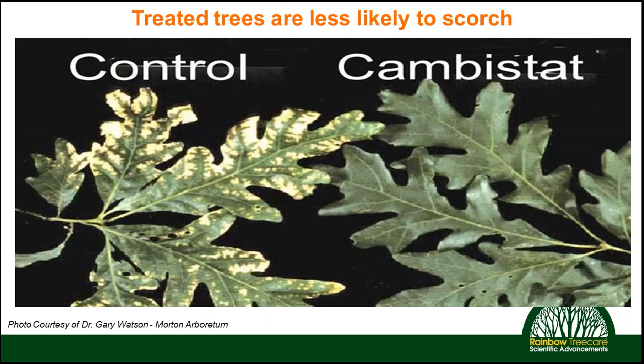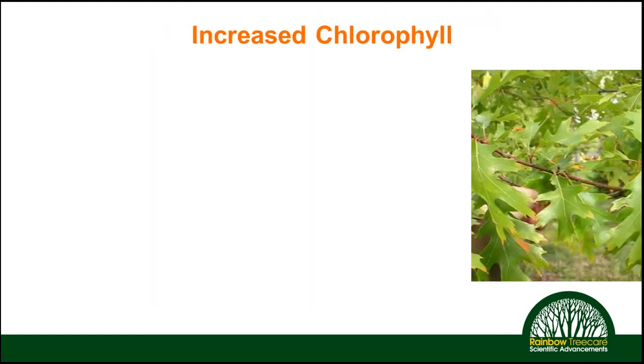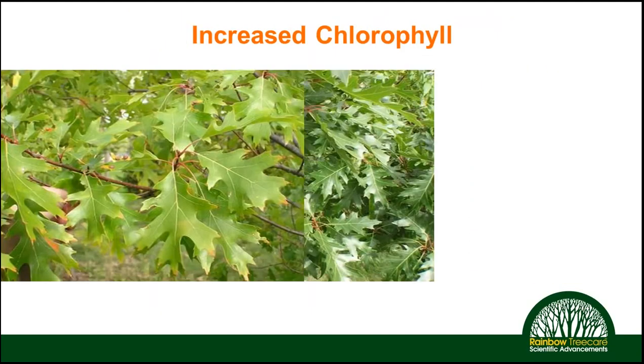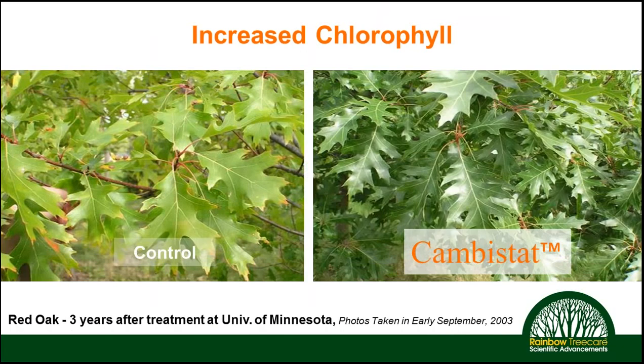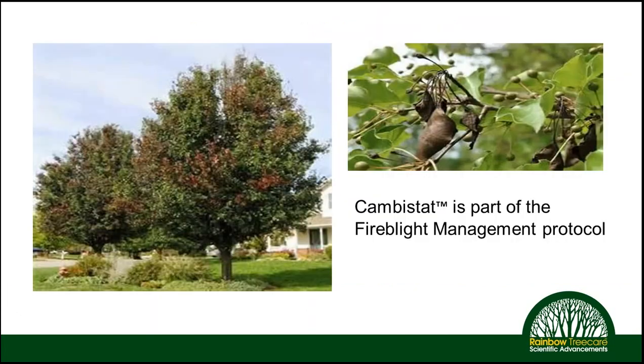Other things that we'll do is we'll reduce the amount of scorch, and here's an example here on oak. You'll get the increased chlorophyll content, as we've seen, and also the leaves take on more of a shinier appearance. I've seen this also treating shrubs as well. Certain shrubs treated with Cambistat or the foliar applied Cambistat, which is called Trim Tech, will take on a more vibrant, shinier, glossy appearance, just more aesthetically pleasing.